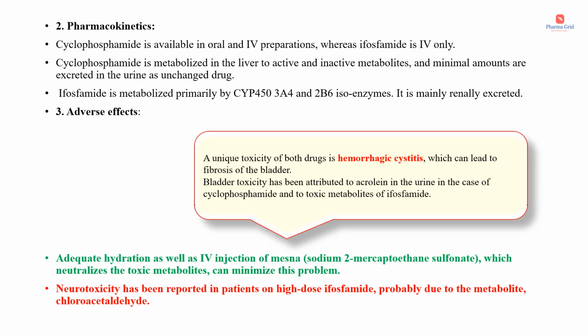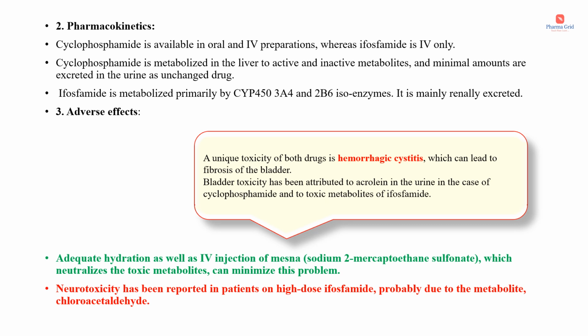Then about the pharmacokinetics, cyclophosphamide is available in oral and IV preparations, whereas ifosfamide is IV only. Okay, so the difference is that cyclophosphamide is available in both oral and intravenous preparations, whereas ifosfamide can be given only through the intravenous route. And cyclophosphamide is metabolized in the liver to active and inactive metabolites, and minimal amounts are excreted in the urine as unchanged drug. Ifosfamide is metabolized primarily by the CYP3A4 and 2B6 isoenzymes. It is mainly renally excreted.